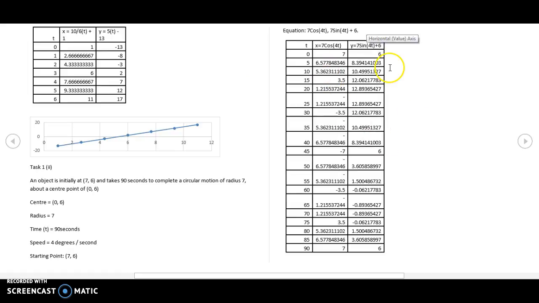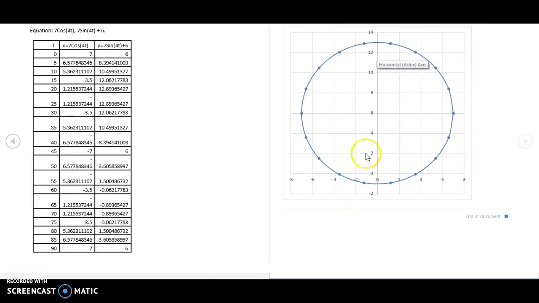And then I was able to get this table. So as you can see, x is equal to 7 cosine 4t. So that gives you 7, 6, and then all the way through the minuses and then back around. So 7, 6, it ends again on 90 seconds. And here's a graph of that. It starts here, sorry, at 7,6, travels around here, and then back to 7,6.